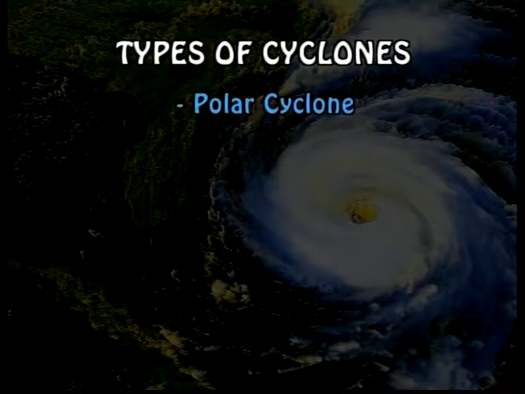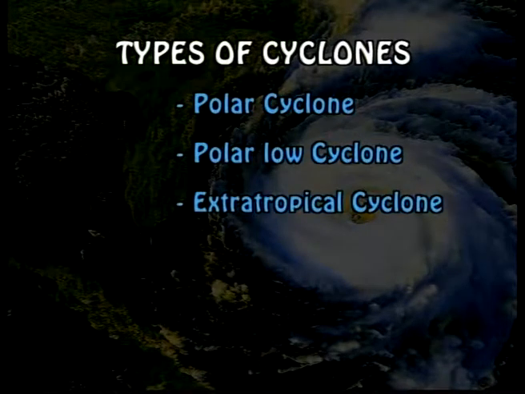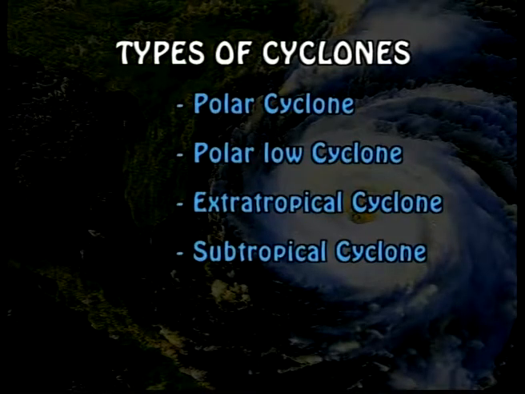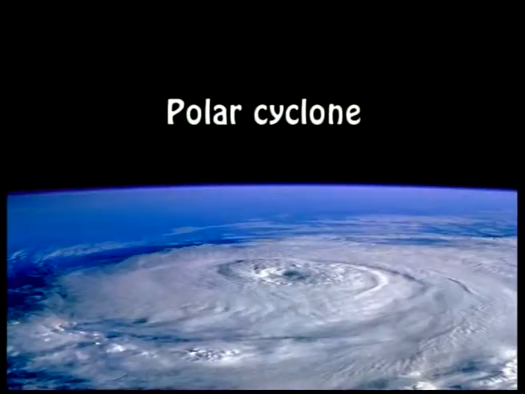Types of cyclones. There are 6 main types of cyclone. The first one is the polar cyclone, then polar low, extratropical cyclone, also called a temperate cyclone, subtropical cyclone, tropical cyclone and mesocyclone. The first one is polar cyclone.